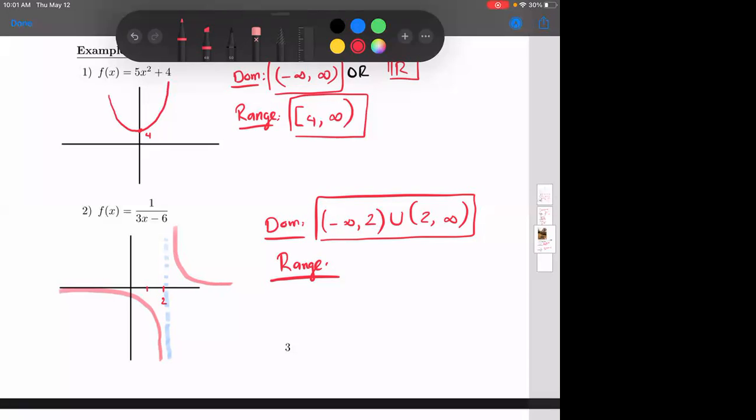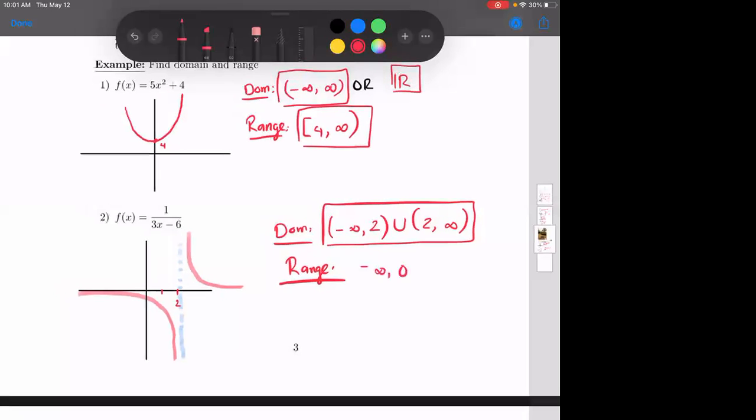And what about the upper part? The same, right? I say from 0 to positive infinity. So negative infinity up to 0, union 0 to positive infinity.